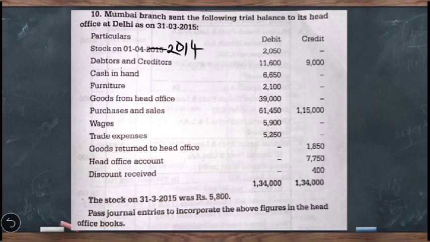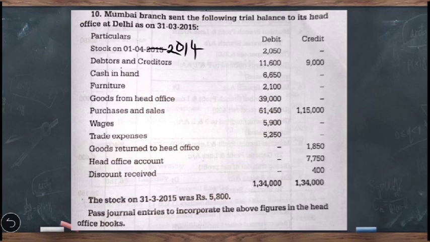Then in the next line they have given stock on 31st March 2015 was 5,800, nothing but the closing stock. Pass journal entries to incorporate the above figures in the head office books. So in this question the requirement is only to incorporate the items in the books of head office. They have not asked us to prepare the trading profit and loss account or branch account. So we have to just pass the incorporation entries. And in this question, they have not given any special transactions. We need to pass only 8 incorporation entries.